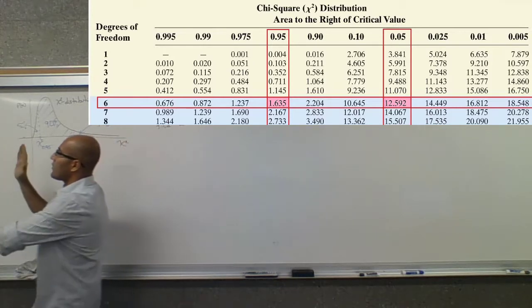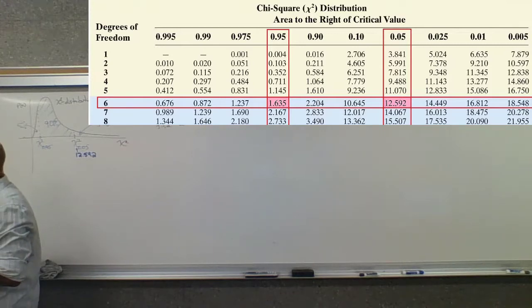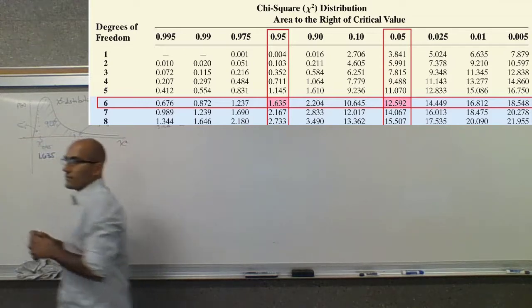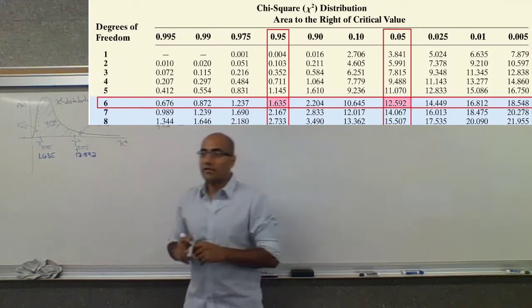From our table, now we got to look at 95 and go down to 6 degrees of freedom. And I get 1.635. Good. So between these two numbers, we will find 90% of our data.